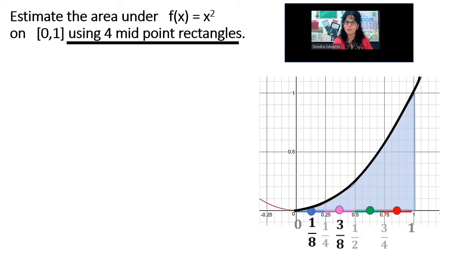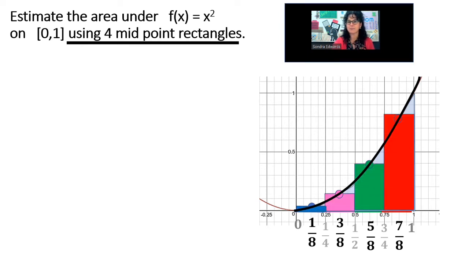And then the next one, 1/4 plus 1/2 divided by 2 is 3/8. And then to find that value there, 1/2 plus 3/4 divided by 2 is 5/8. And then 3/4 plus 1 divided by 2 is 7/8. These numbers here, 1/8, 3/8, 5/8, and 7/8, those are in the middle, and we use those to generate the heights. So I'm going to take each one of those points that are in the middle, move them up until we hit the curve, and those are going to be the heights of our rectangles.